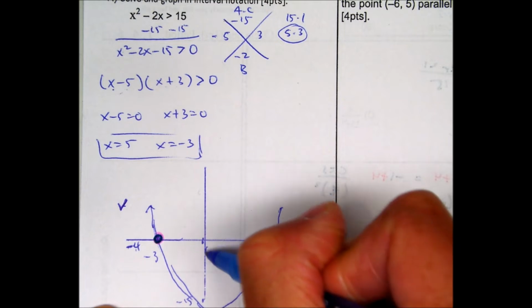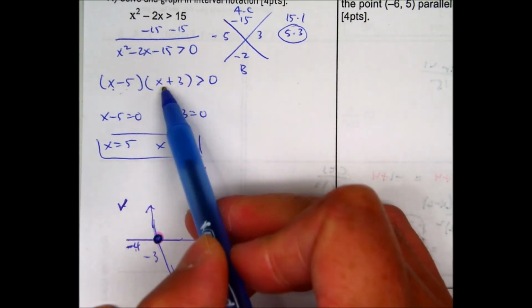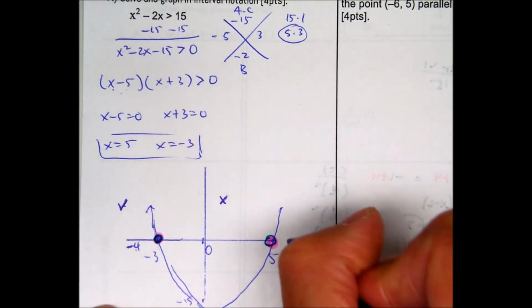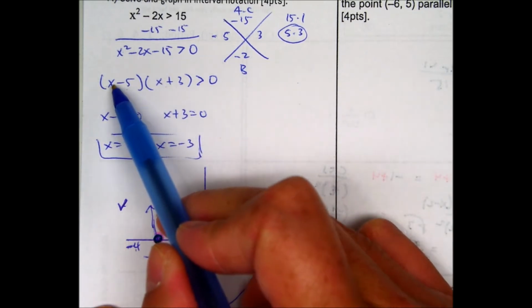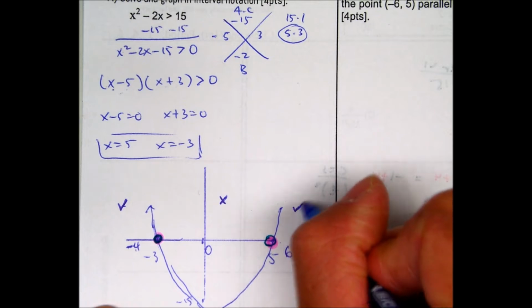Pick 0 as another test point. 0 minus 5, negative 5, 0 plus 3, negative 15 greater than 0 would be false. And then I'll test one past this, which would be 6. 6 minus 5 is 1, 6 plus 3 is 9, 9 greater than 0 is true.